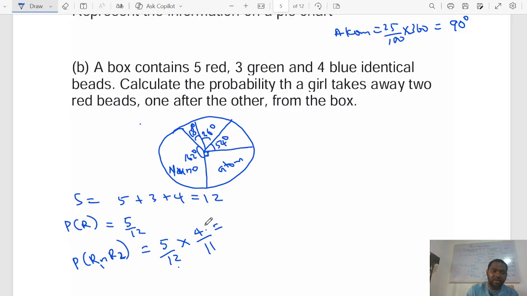I think 4 can divide there to be 3. So our answer is going to be 5 over 33, as the answer to this question.